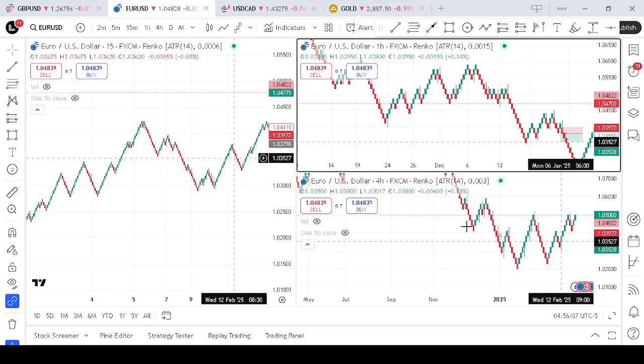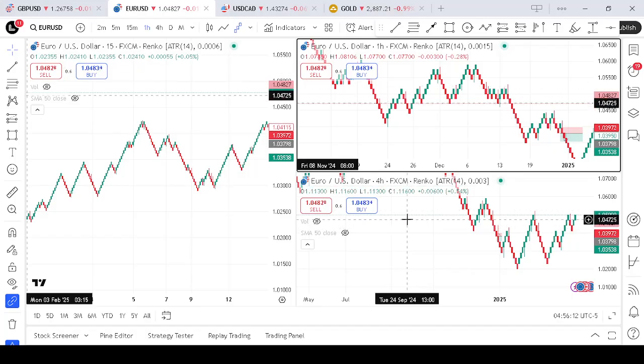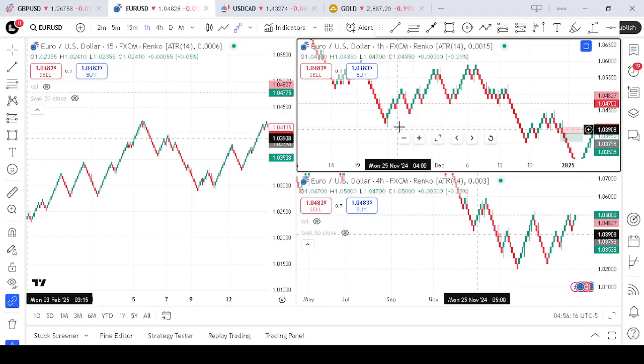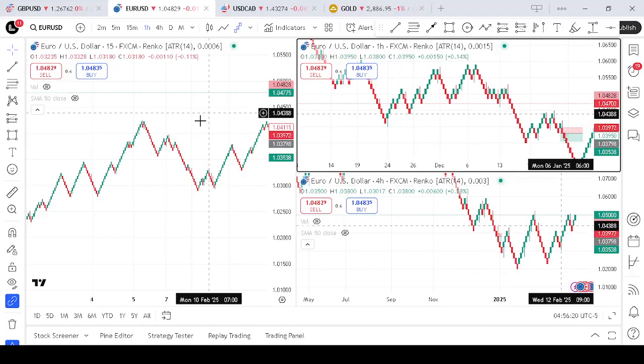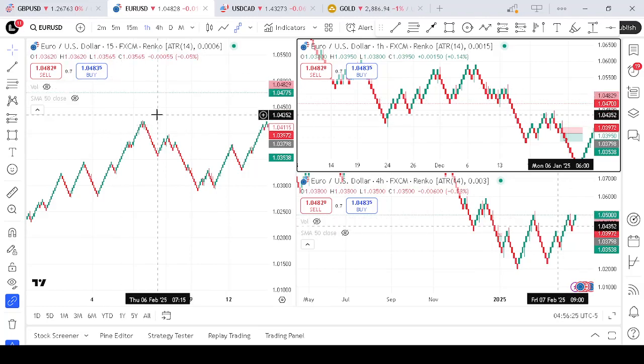The large time frame, the 4-hour, can be used for overall trend direction. Your medium time frame, that is your 1 hour, can be used for trend confirmation, while your small time frame, your 15 minutes, can be used for entries. Now let's see how we can incorporate this into our trading system.